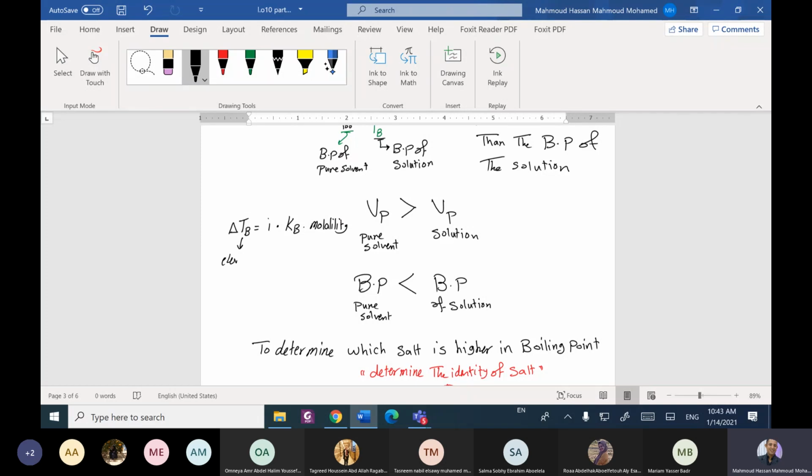Elevation in boiling point. i represents the van't Hoff factor. Molality represents the number of moles of solute divided by the mass of solvent in kilograms.